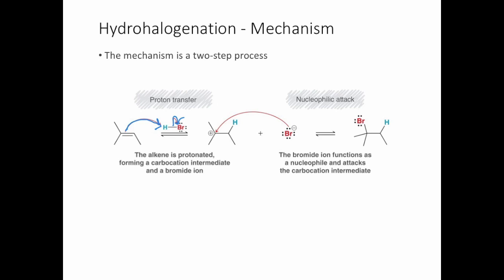And then you get to your carbocation intermediate. Now the carbocation in the next step is going to be the electrophile, and the bromide is going to be the nucleophile. So now the nucleophile attacks the electrophile, so it's going to donate its 2 electrons to that carbocation. And then you get your product.